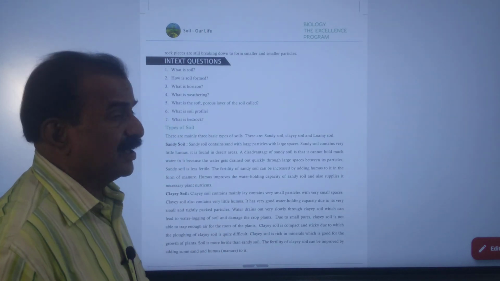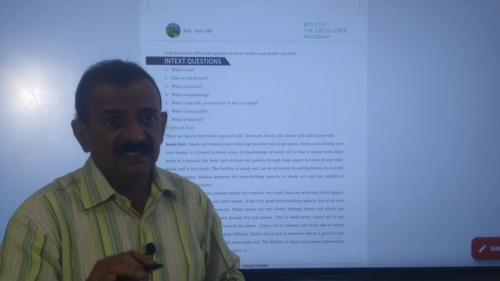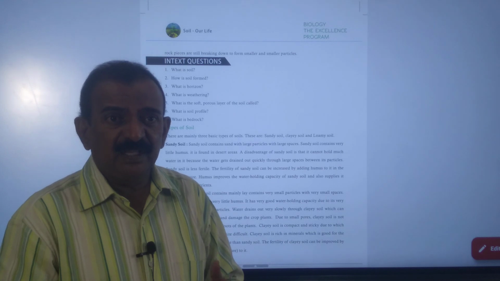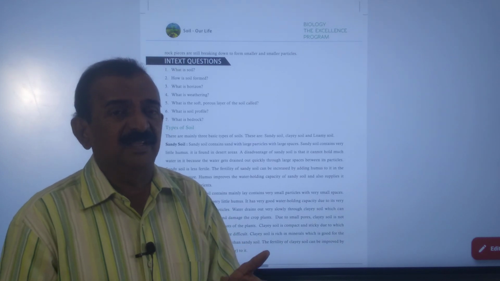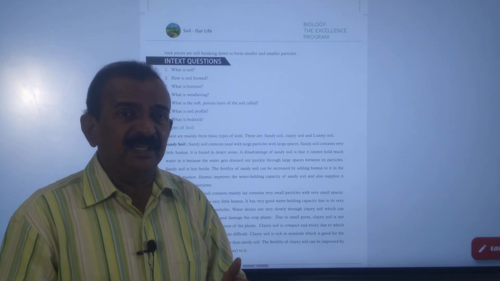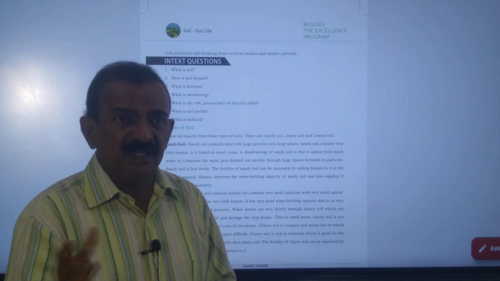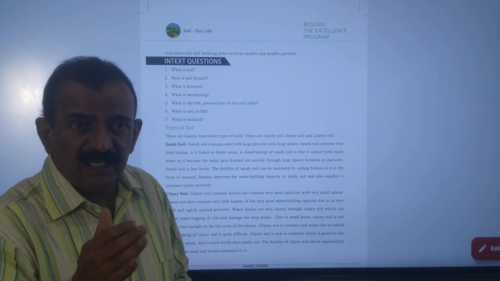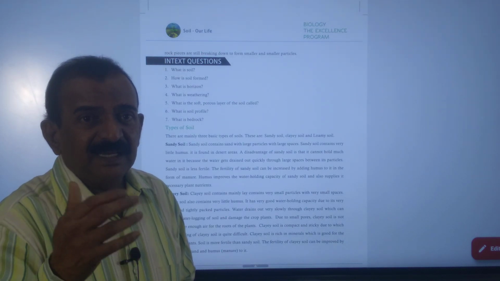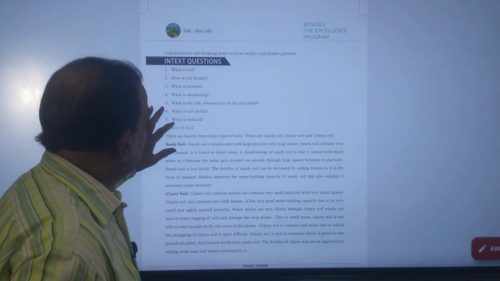And what is a horizon? In the soil profile we discussed, there are 3 horizons. Each layer of the soil is called a horizon. So what does horizon mean? Each layer of a soil is called a horizon, and there are 3 types of horizons: A horizon, topsoil; B horizon, subsoil; and C horizon, that is substrate. Like that you see 3 types of horizons.